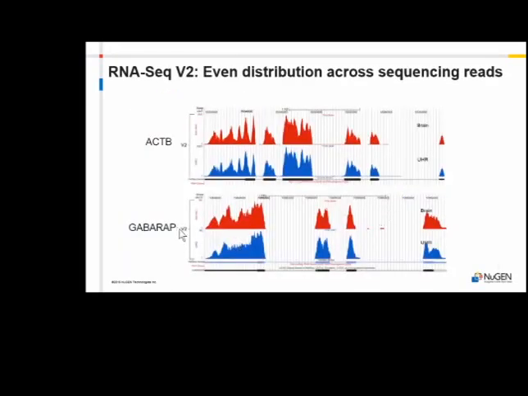And with this technology, we see even distribution of the reads across sequencing. So on the top is a highly expressed housekeeping gene in 2 different samples, and the bottom is a gene that's more low expression, and we see even distribution, even coverage of these genes across the entire transcript for both high and low expressed genes.